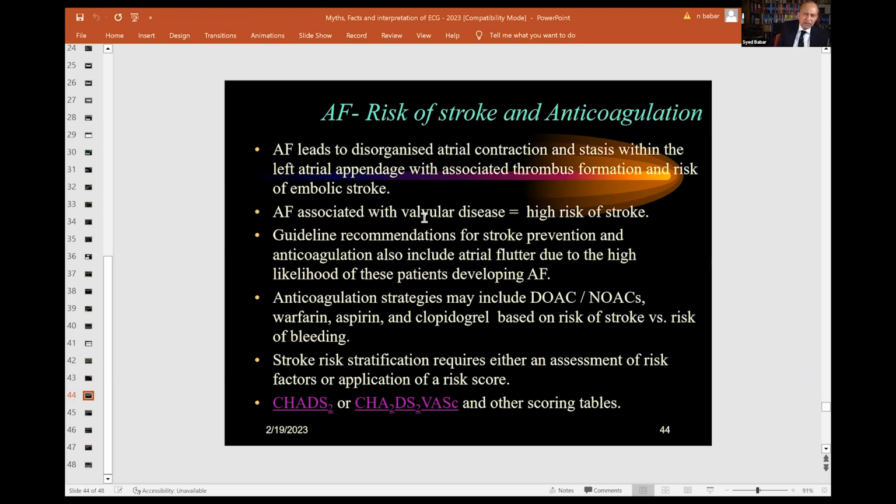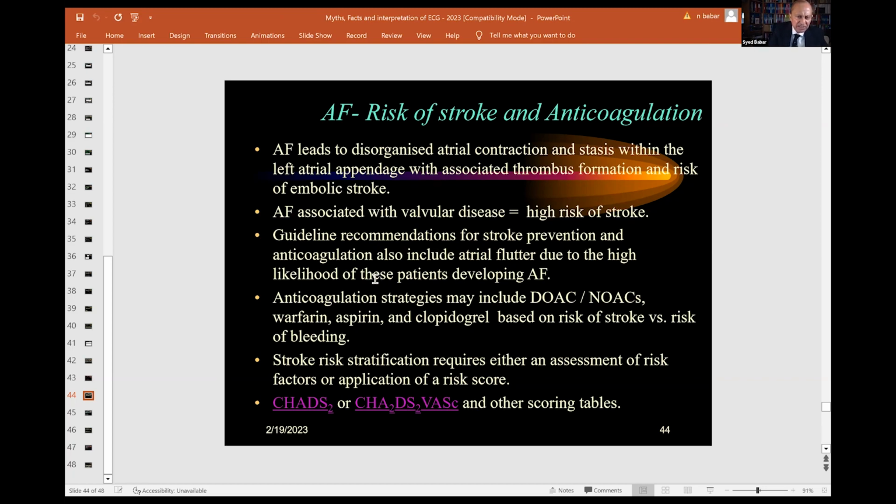So the risk of embolic stroke caused by the spread of the atrial fibrillation clot, which usually accumulates in the left atrial appendage, is significantly high. Risks of bleeding are very much less. If there is valvular disease, then one should be treating this patient with some sort of vitamin K antagonist anticoagulation.